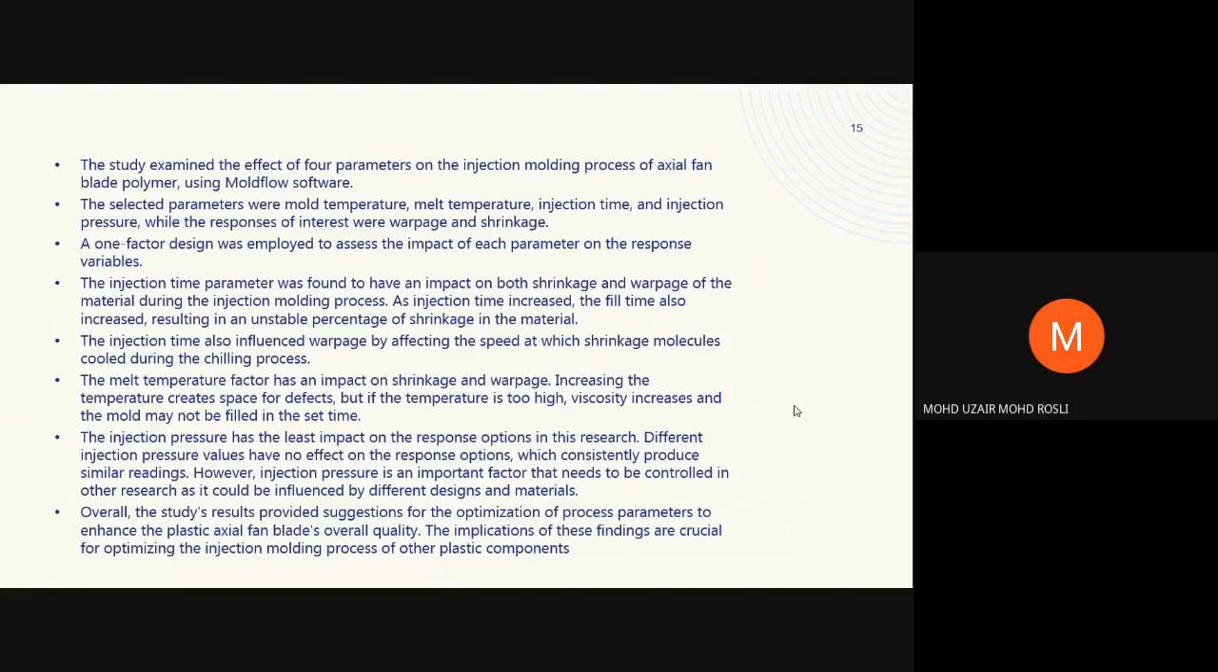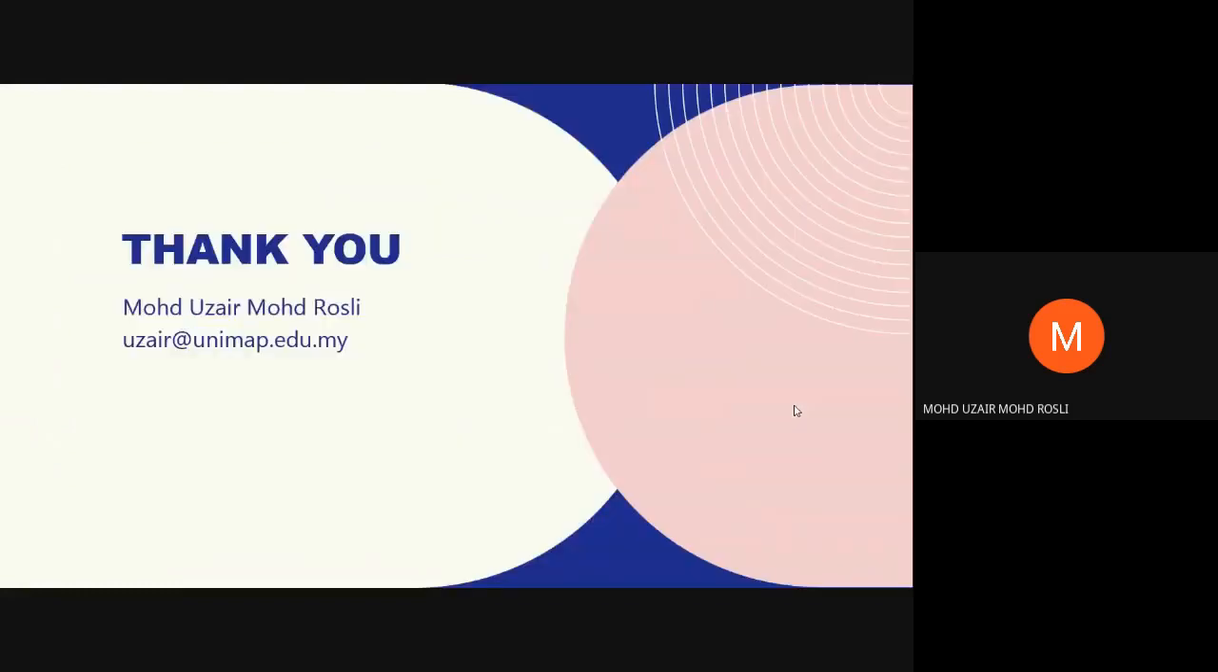Overall, the study's results provided suggestions for the optimization of product and process parameters to enhance the plastic axial fan's overall quality. The implications of this finding are crucial for optimizing the injection molding process of other plastic components. That's it for me.